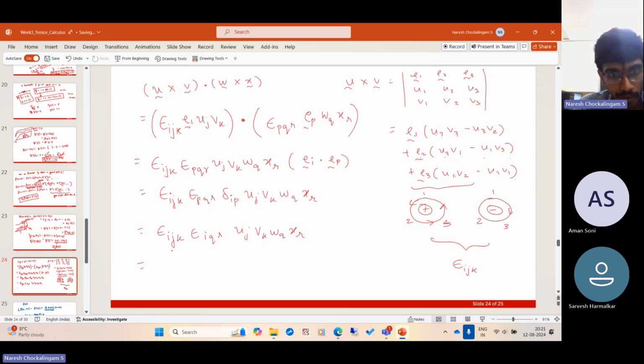Further, here you use the epsilon delta identity. So epsilon ijk, epsilon iqr is nothing but delta. The trick is to take the corresponding positive terms and the extremes and inner: inner outer, inner outer, outer inner minus outer outer, inner inner. So you will get delta jq, delta kr minus delta jr, delta kq, times uj, vk, wq, xr.